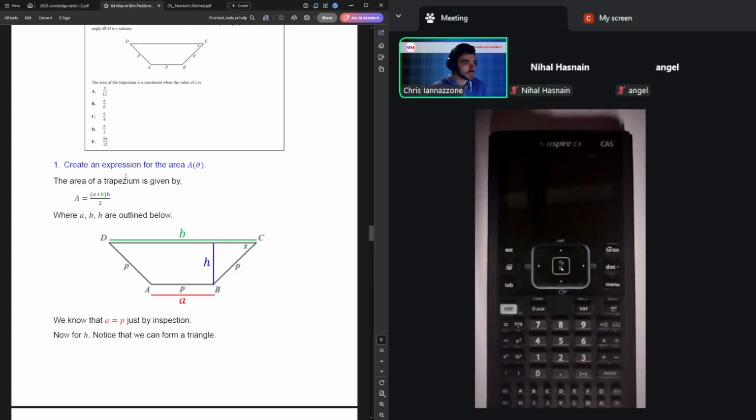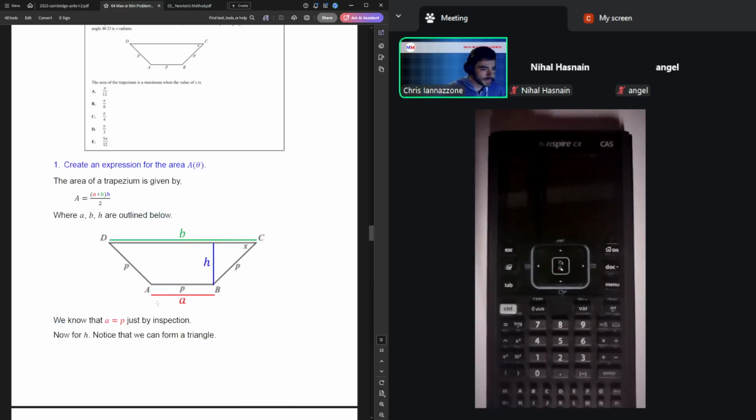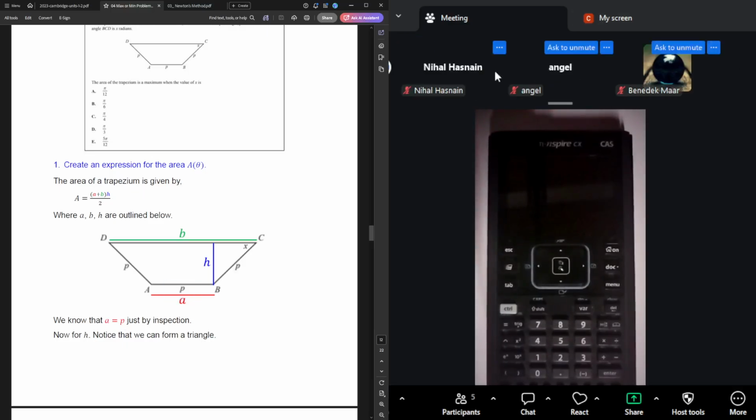So again, it's about area, so start with the area formula for the trapezium and set out your appropriate diagram. You want to know what A is, what B is, and what H is. A is the most obvious by far, it's just going to be equal to P.